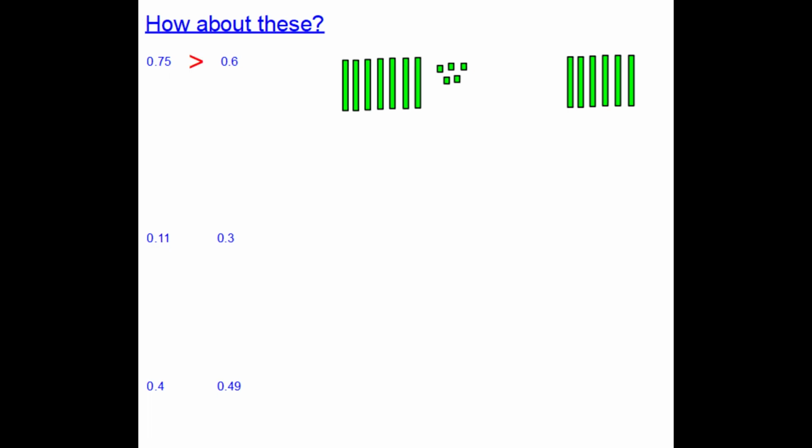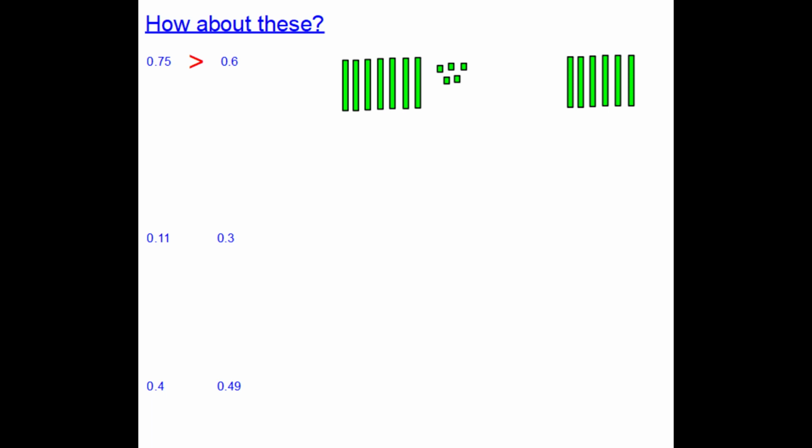So I've put in my greater than symbol so that this statement now reads 0.75 is greater than 0.6. Remember, the crocodile mouth eats the bigger number. Now let's move on to that next set, 0.11 compared to 0.3.